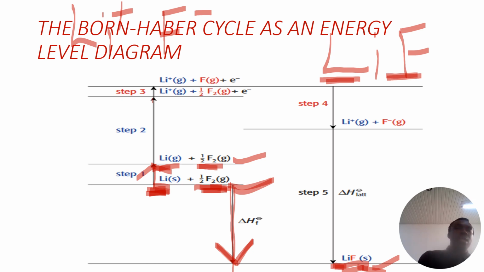The next stage is the first ionization energy of lithium, which is an endothermic process also. And you can see that the atoms and the charges are also balanced. From the movement of the arrow, it tells you that it is an endothermic process.